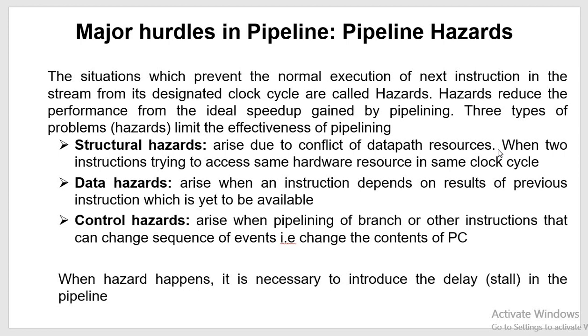Third is the control hazard. The control hazard arises from pipelining in the case of branch related instructions and other instructions in which the sequence of the instructions has to be changed. As we know, the normal sequence of execution of a processor is to execute the instructions in sequence. Whatever instruction number 1 is in the program will be executed first by the processor, then second, third, fourth, and the process will go on.